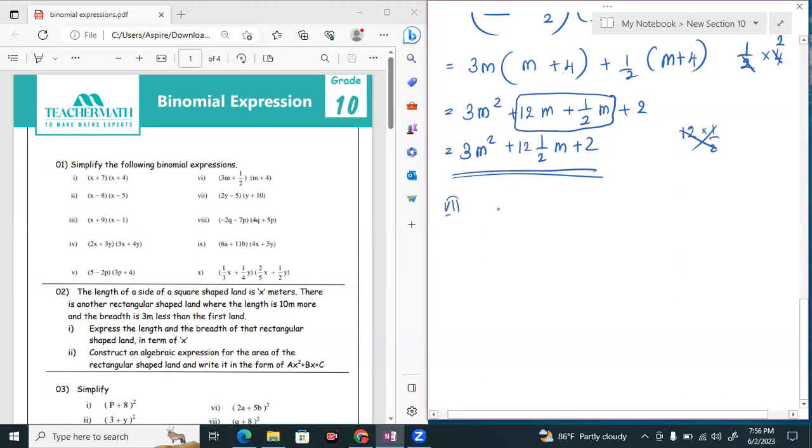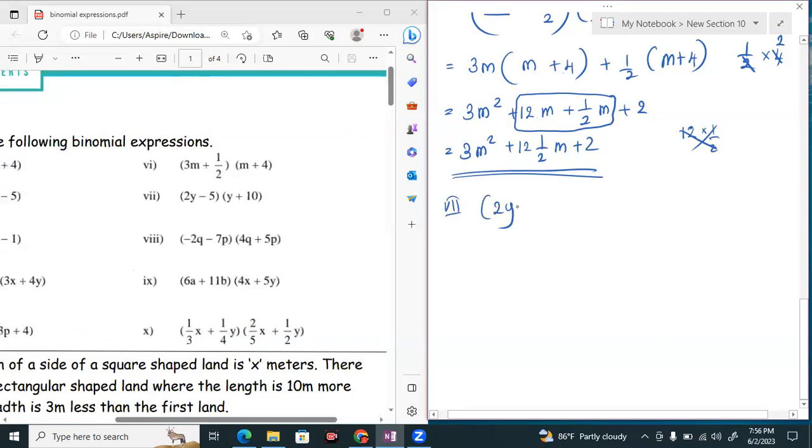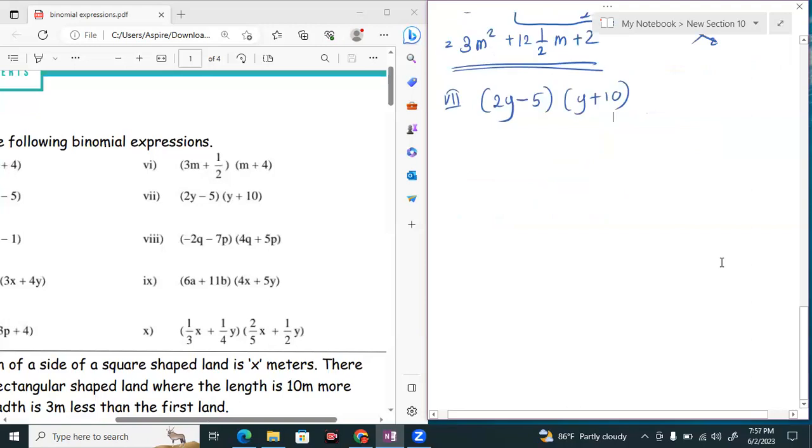Seventh one. 2y subtract 5 into y added 10. Okay, it is kind of this way. Then 2y into y plus 10, minus 5 into y plus 10. Okay, then 2y into y, it is 2y squared. 2y into 10, it is 20y. Minus 5 into y, it is minus 5y. Minus 5 into 10, it is minus 50.